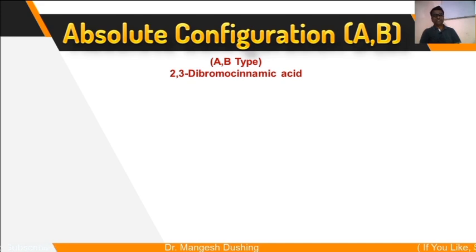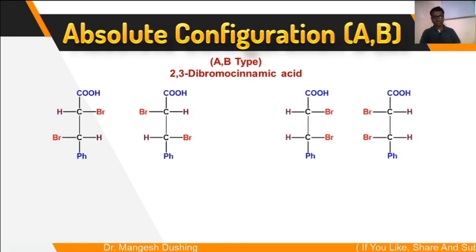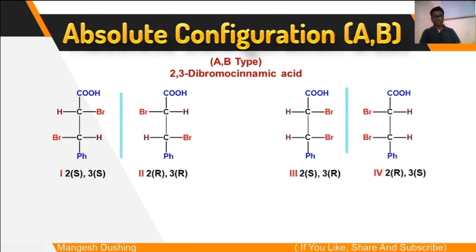Now we will see all the stereoisomers of 2,3-dibromo-3-phenylpropanoic acid, that is an AB type of compound. So these are the 4 stereoisomers. Compound number 1 and compound number 2 are mirror images. Compound number 3 and compound number 4 are also mirror images. So compound number 1 and compound number 2 are non-superimposable mirror images. Those are the enantiomers. So in enantiomers, the absolute configuration will get inverted. So S becomes R, S becomes R. Here also the same, S becomes R, R becomes S.